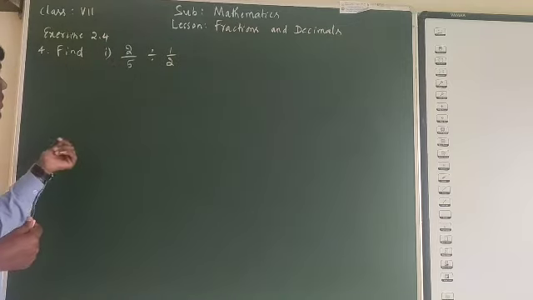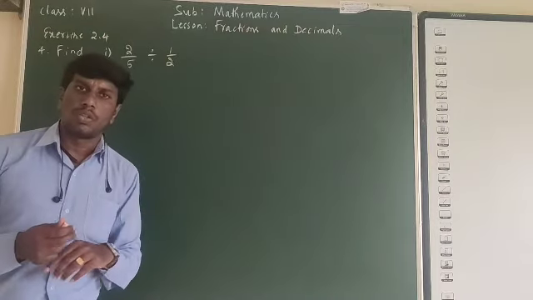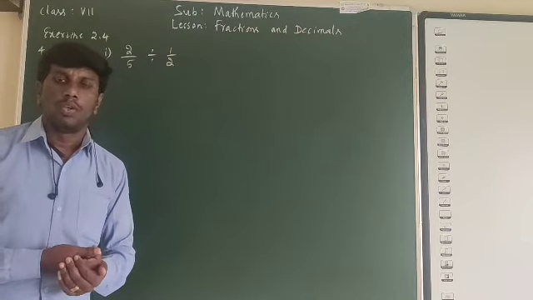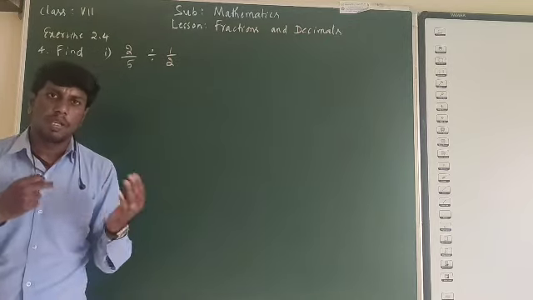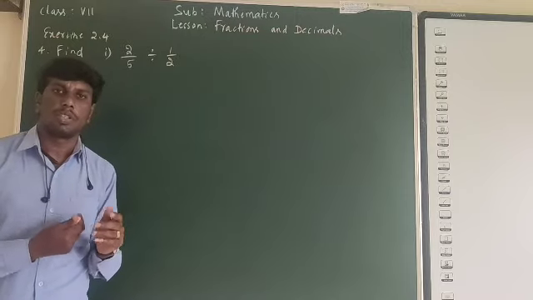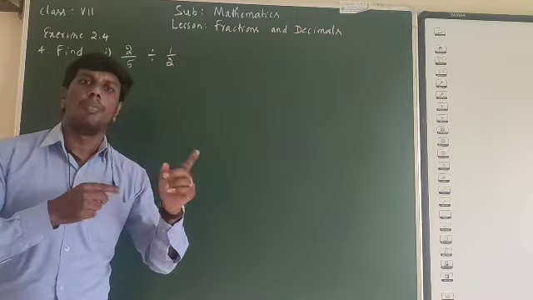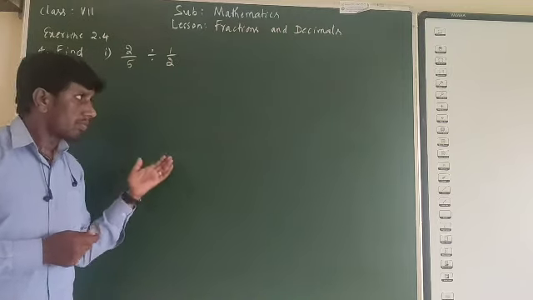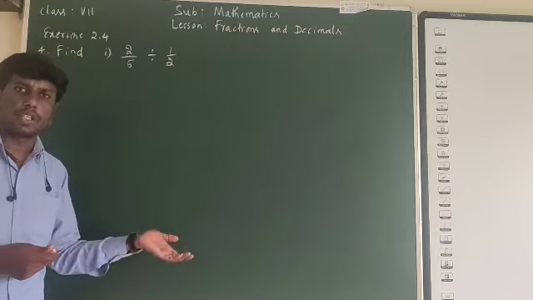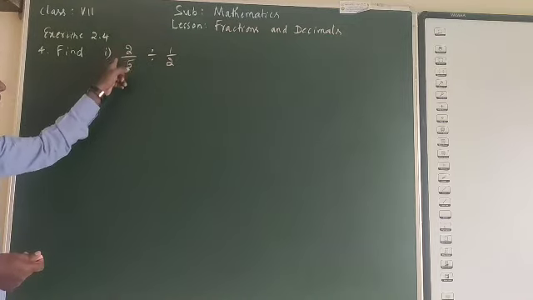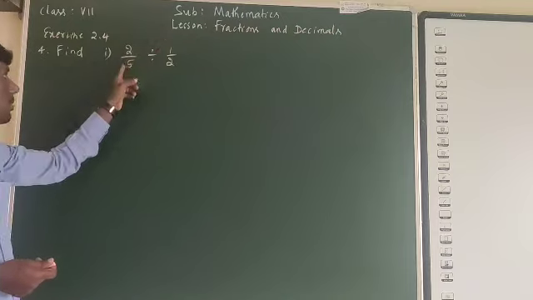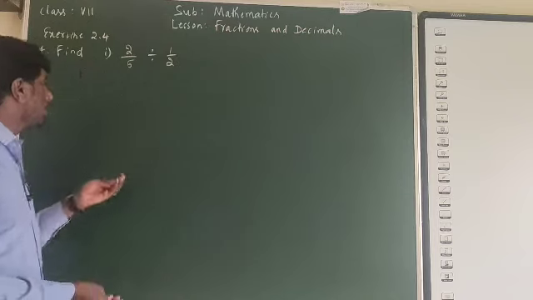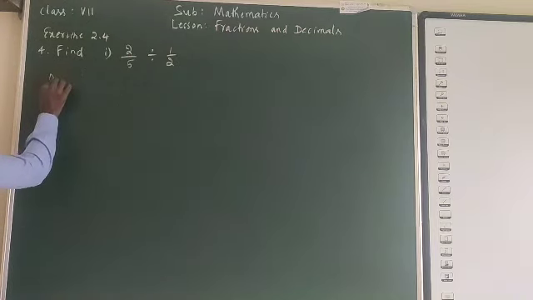In exercise 2.4, the fourth question belongs to division of a fraction by a fraction. Those two fractions may be proper, improper, mixed, or a combination of these. The first number is a fraction, the second number is also a fraction. So we will discuss this type of question.